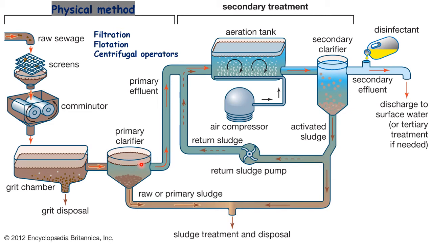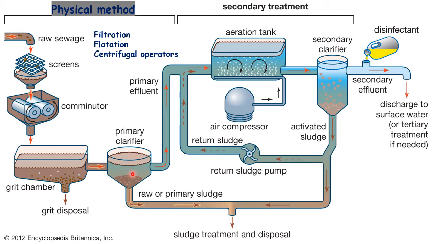When it rotates, all these heavy particles will get settled on the bottom. Okay, this settled particle is known as raw or primary sludge. That will be collected, and it will either be sent to a disposal area, or else it will be incinerated. They'll burn it. So using flotation and the centrifugal apparatus, we have separated all the impurities, including big sediment particles. This is what we call the primary or physical method.